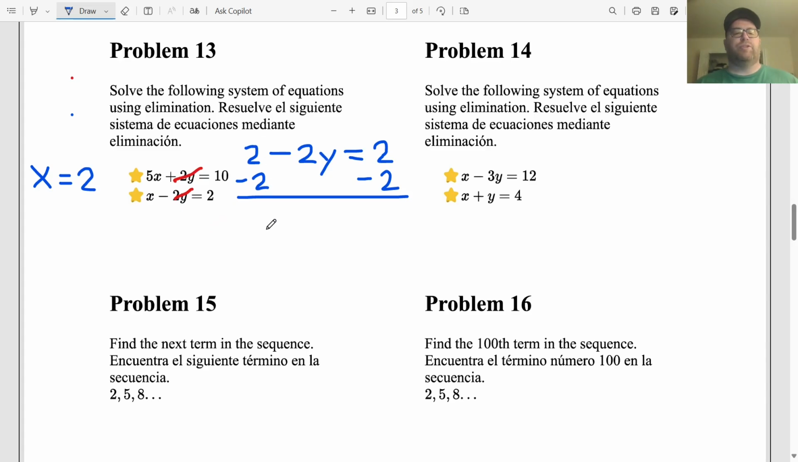So now 2 minus 2 is 0, so we have minus 2y equals 2 minus 2 over here, 0. If I divide both sides by negative 2, well, the negative 2's cancel here, and I get y equals 0 divided by negative 2, which is just 0. So my solution is 2, 0.